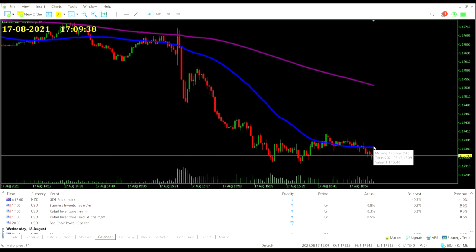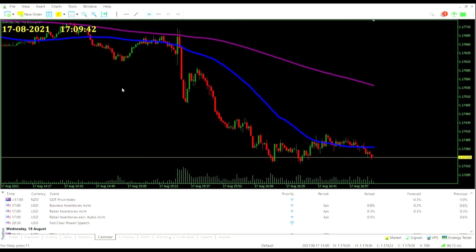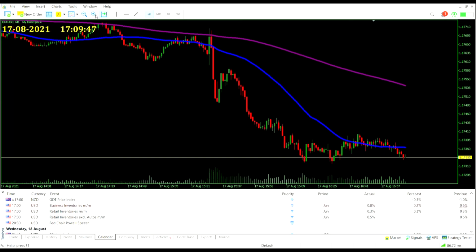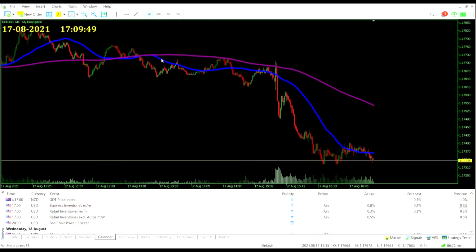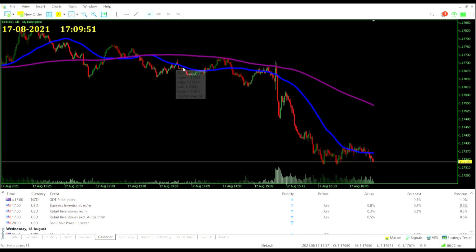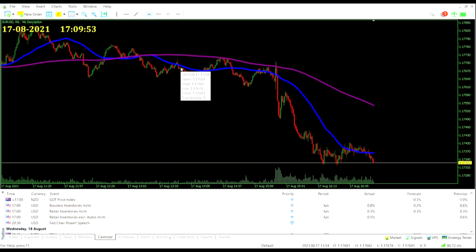The next big thing that could happen is Powell speaking at 8:30, but that is over 3 hours away. So we're going to leave it there with this session. We did get one trade in from this sell, and that feels a long time ago now that we were out, but at least we did get to make profits. So let's review that trade over in the journal.